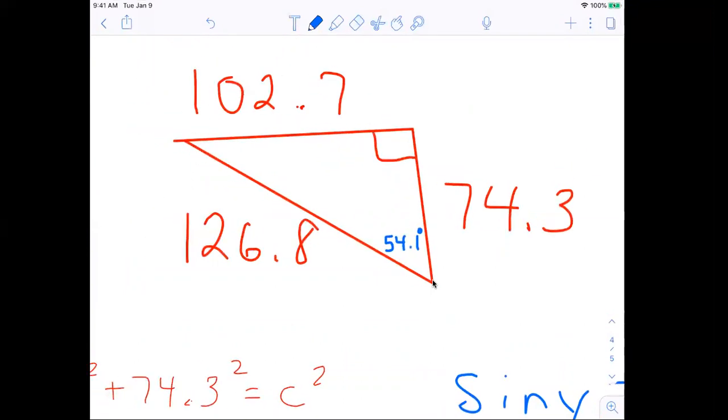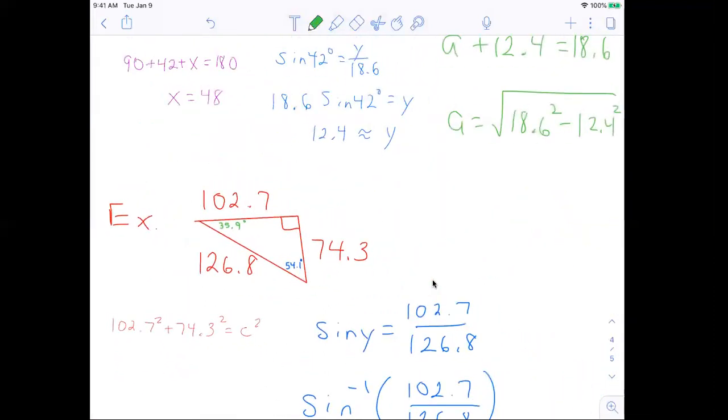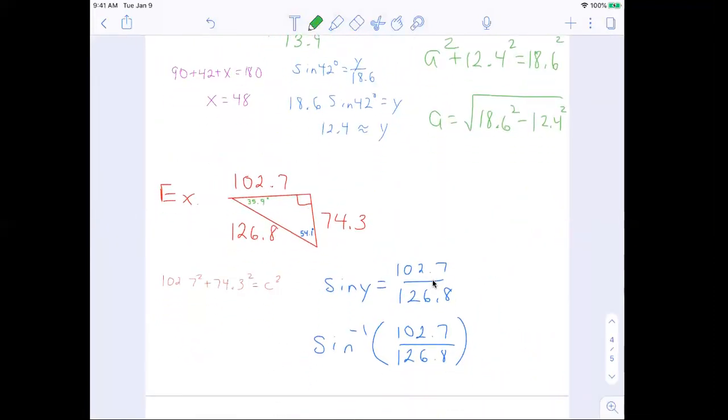Now I could use trig to find the other angle, but I know that all three of them have to add up to 180. So that would be 35.9 degrees. All right, anybody have any questions?